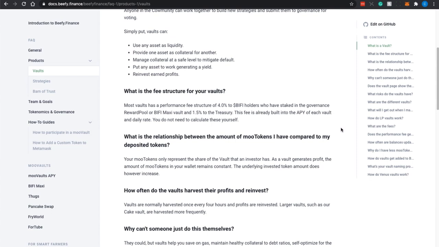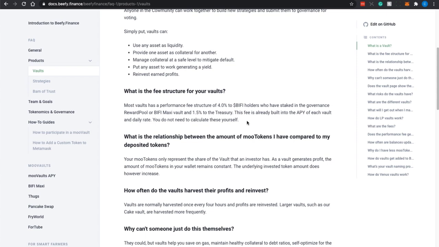And of course, we do not want to miss out on the fee structures. This is a general fee structure for its vaults, but for more specific fees pertaining to each vault, you need to go through this part here, which explains each vault and the breakdown of its fees. So most vaults have a performance fee structure of 4% to the BIFI holders who have stake in the governance pool and 1.5% to the treasury. And this fee is already built into the APY of each vault and the daily rate. So you do not need to calculate this by yourself.